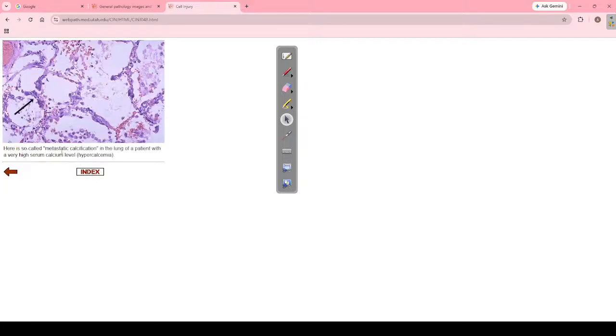Then finally we have metastatic calcification in the lung of a patient with very high serum calcium level, hypercalcemia. You can see faint reddish all over here. Okay. And with that we finish the cell injury.